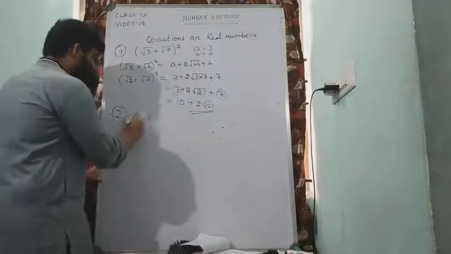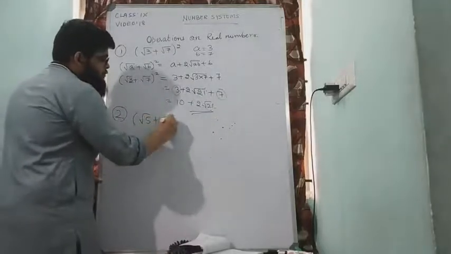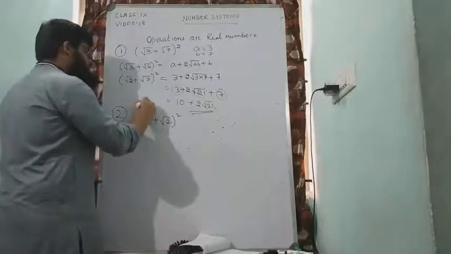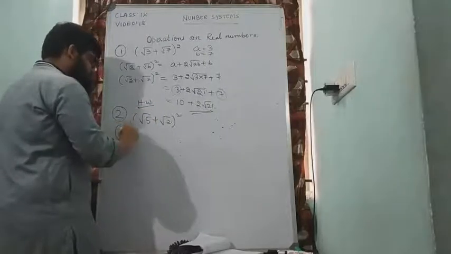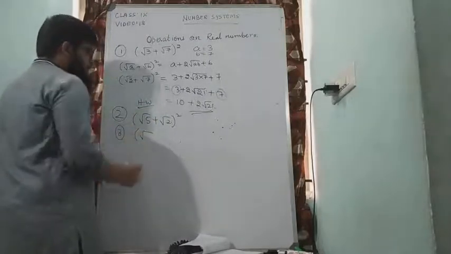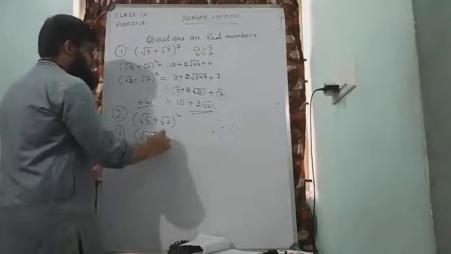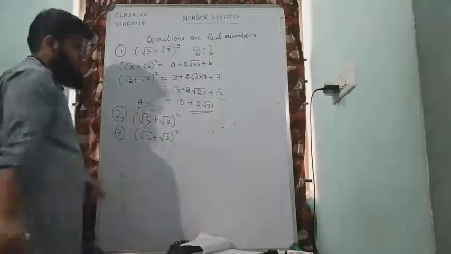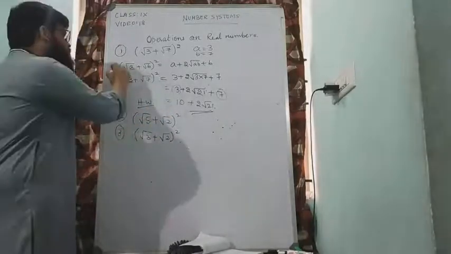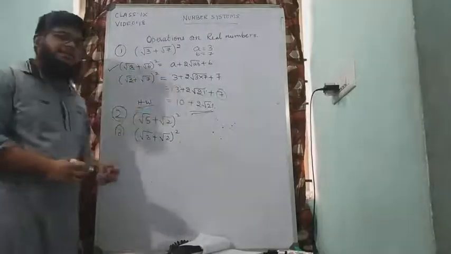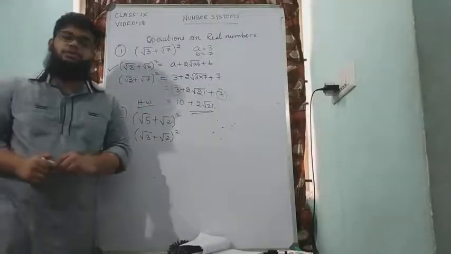Try (root 5 plus root 2) whole square as your homework, and also try one more, maybe (root 3 plus root 2) whole square. So try these 2 questions using the same identity and tell me what answer you get, and submit the answers on the Google Classroom app.